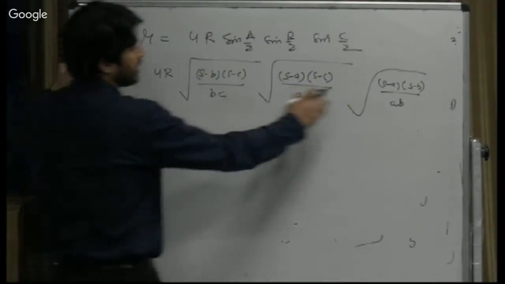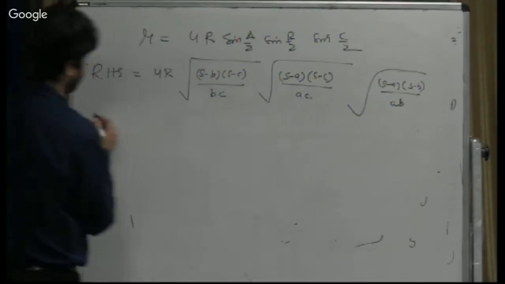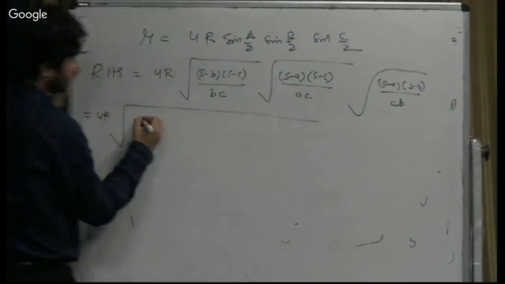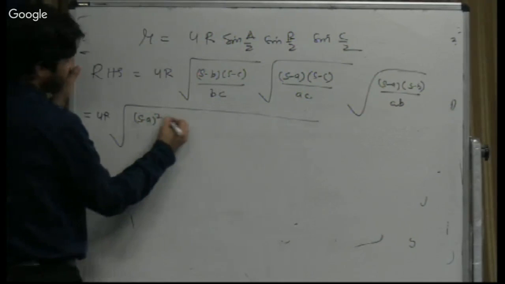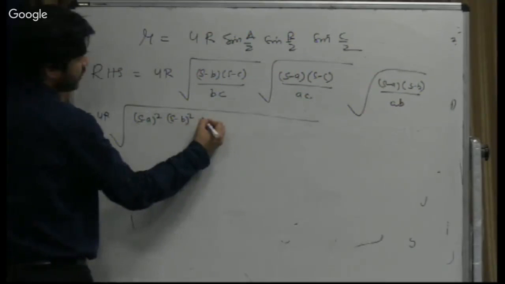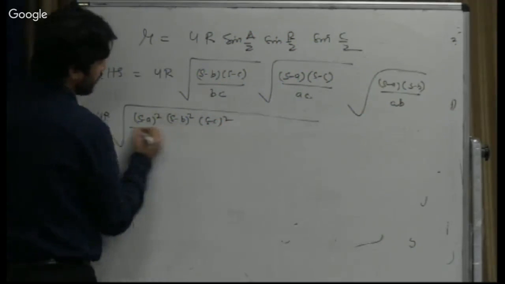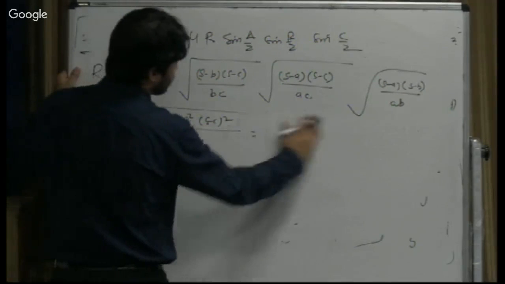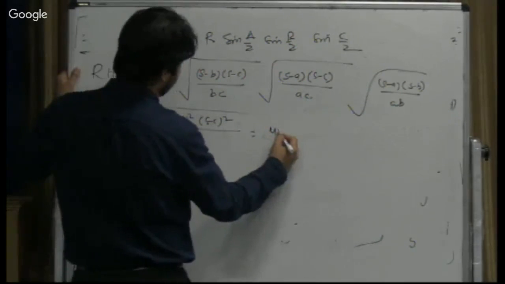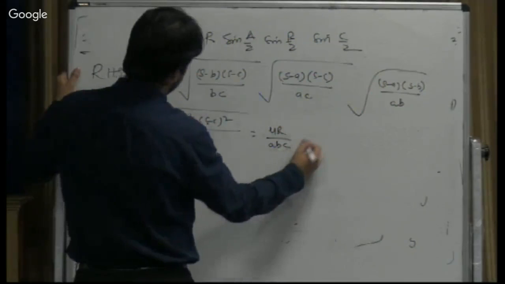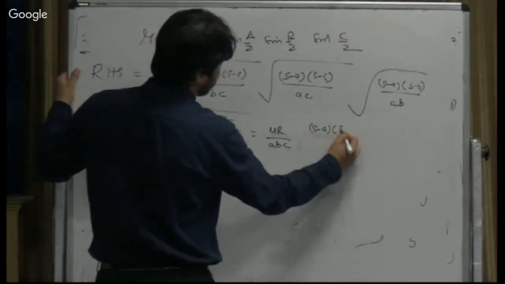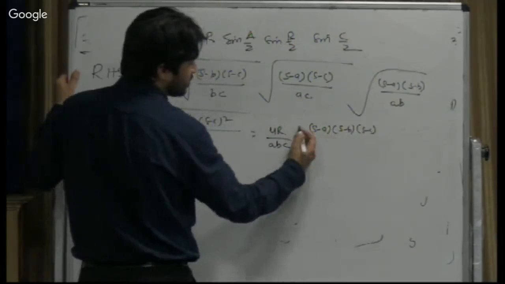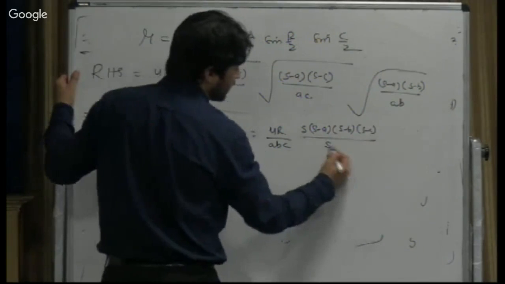Now, since all the three are in the roots, I can bring them in one umbrella, and I can say S minus A whole square, S minus B whole square, S minus C whole square upon ABC whole square. So I can get rid of my square root as 4R by ABC into S minus A into S minus B into S minus C. What I see, the missing term is S. So what I do is multiply, divide by S.